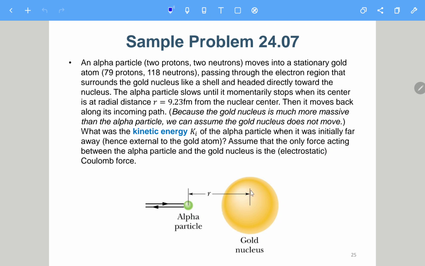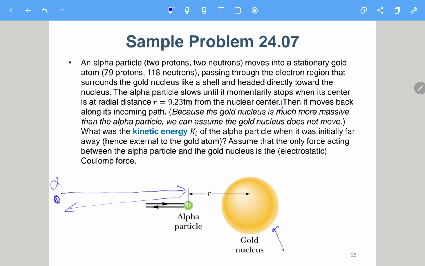So this is the gold atom, much larger. It has 79 protons and 118 neutrons. The alpha particle passes through the electron region that surrounds the gold nucleus like a shell and is headed directly toward the nucleus. The alpha particle slows down until it momentarily stops when it is at a radial distance. So the idea is we have a gold nucleus, assumed stationary, and from far away we have an alpha particle. It is shot at the gold, slows down, and then finally returns.